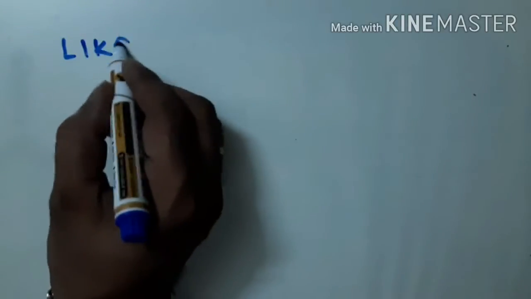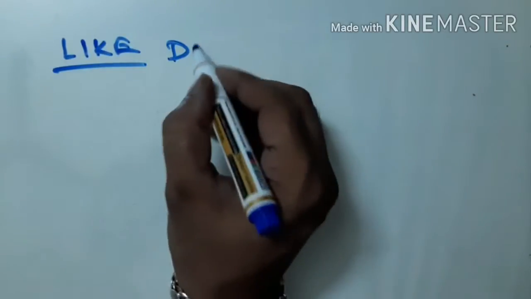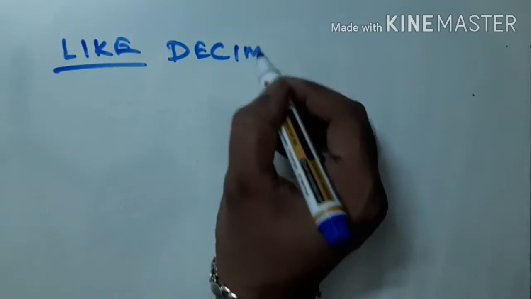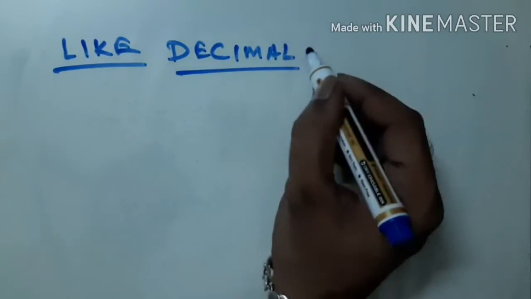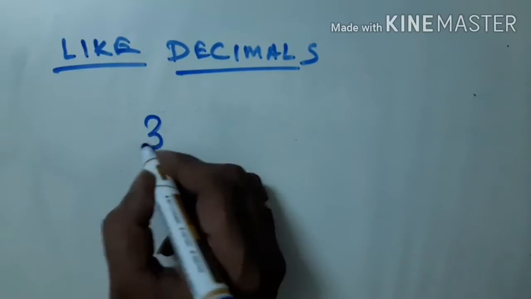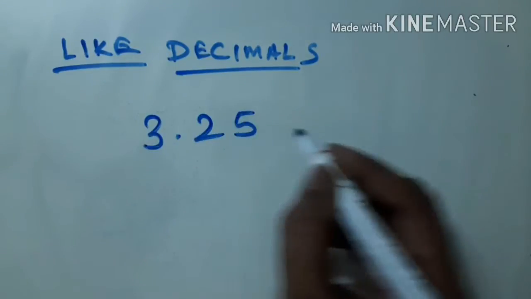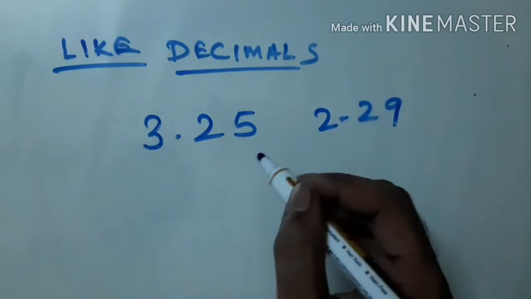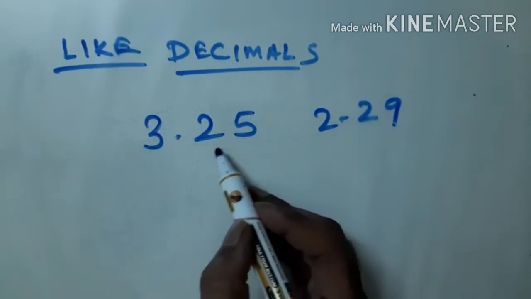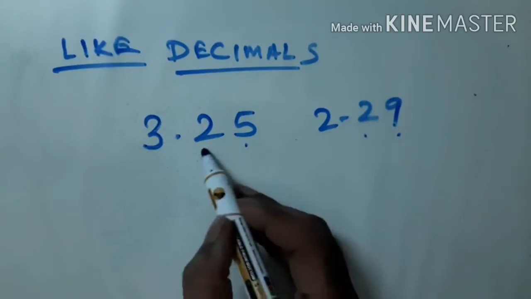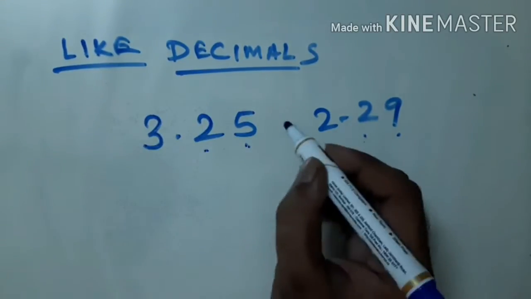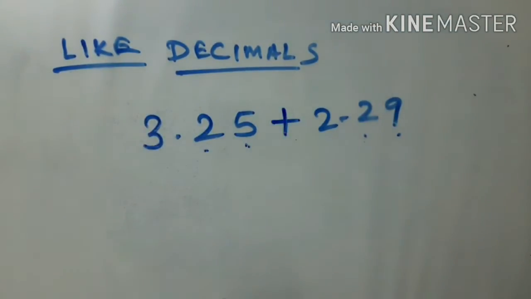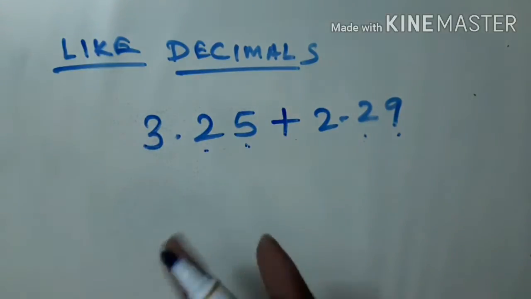Now let's take like decimals. Like decimals have the same number of decimal places, like 3.25 and let us take 2.29. They are having the same decimal places, two places. So you can add now. So here we are adding two like decimals.